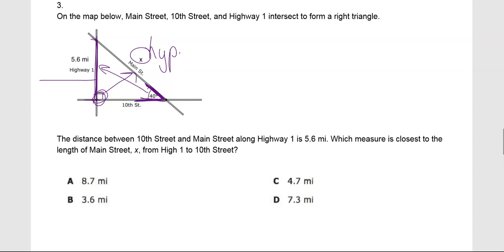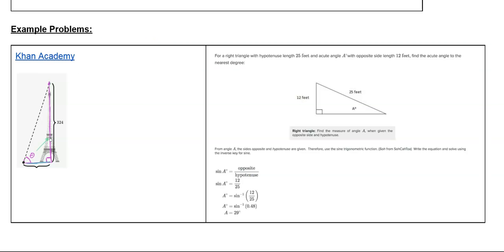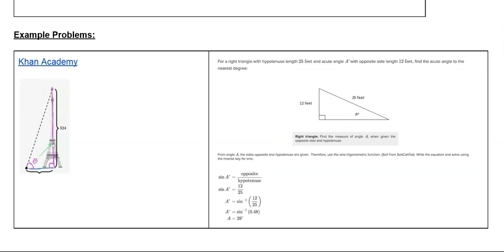All right, so now we're going to talk about inverse trig. So it's still important to remember our SOHCAHTOA. Okay, so SOHCAHTOA. All right.